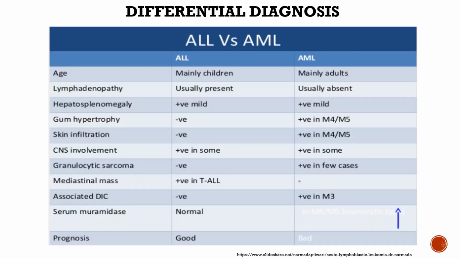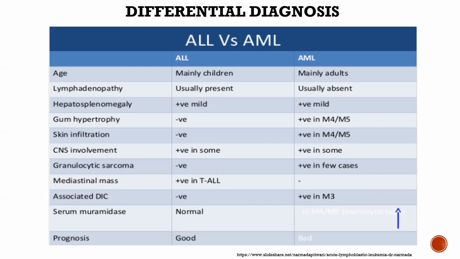Differential diagnosis should be made for acute lymphoblastic leukemia in comparison with myelogenous leukemia. So lymphoblastic, it's mainly for children with present lymphadenopathy, mild hepatosplenomegaly, absence of gum hypertrophy, skin infiltration, but with presence of central nervous system involvement, absence of granulocytic sarcoma, but presence of mediastinal mass in T variants of the disorder, and serum muramidase levels usually are normal and good prognosis.